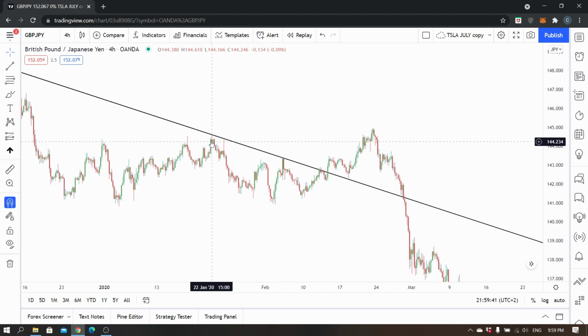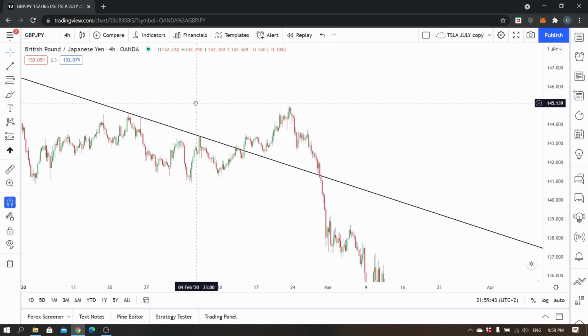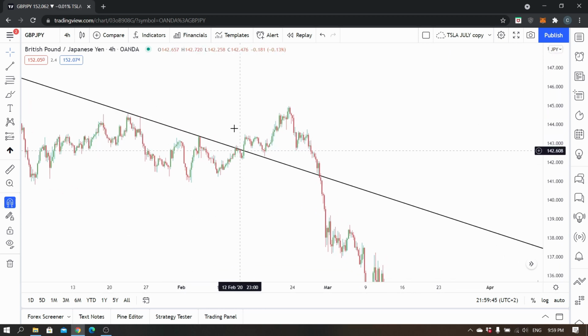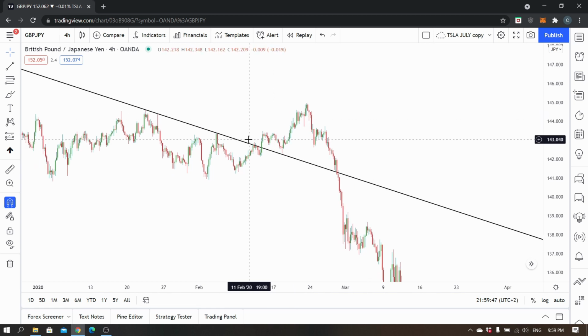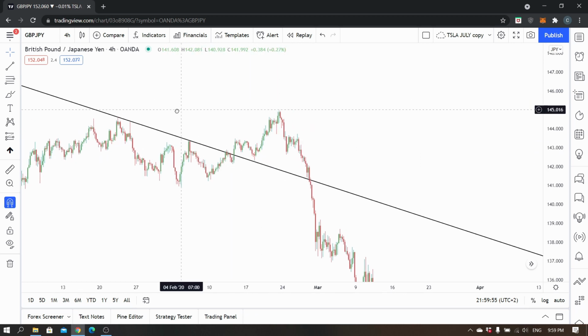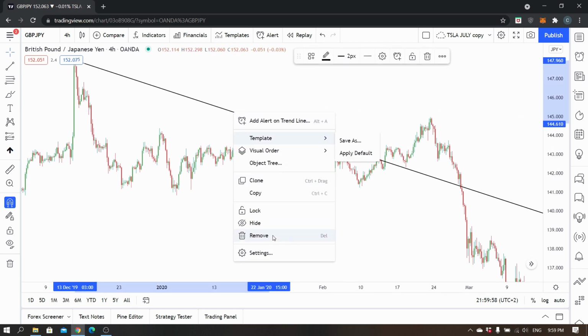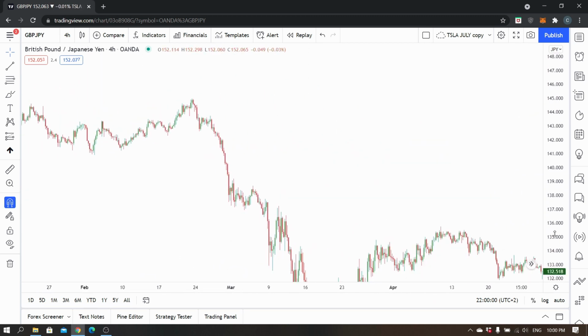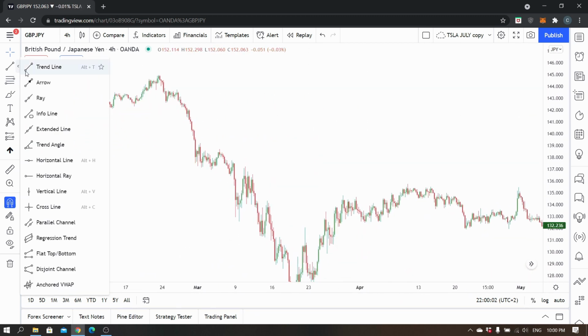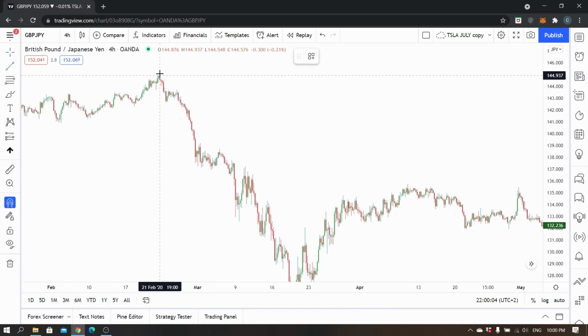Let's see this. Second touch, third touch, great, even a fourth touch and a fifth touch, and after that it breaks. That happens a lot, by the way. Just a small quick side lesson: after the fourth or fifth touch, it breaks a lot of times. So let's see if we can find another example, just to make it more clear.